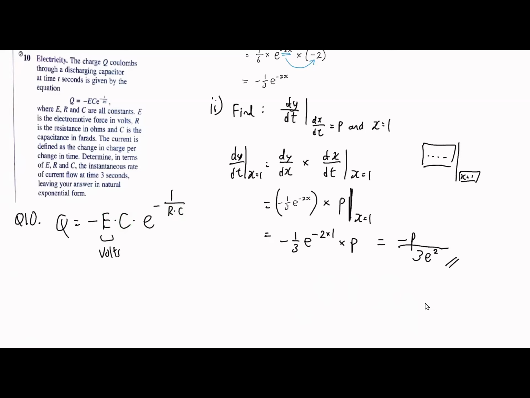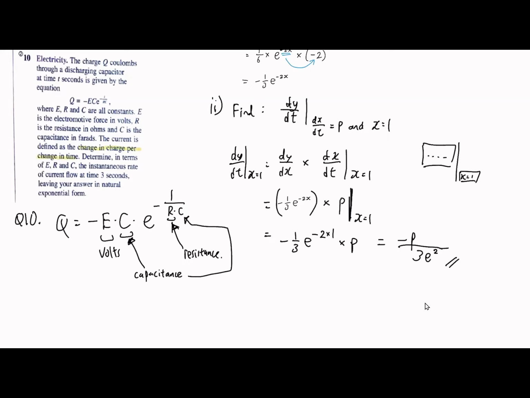R is the resistance in ohms. C is the capacitance in farads. There's such a unit. I am not sure. But it doesn't matter because this is a method. The current is defined as the change in charge per change in time. So what does it mean? Change in charge per change in time.